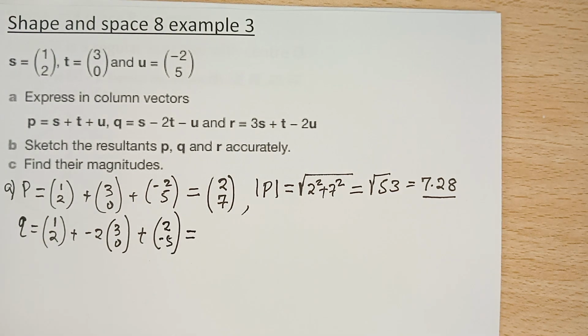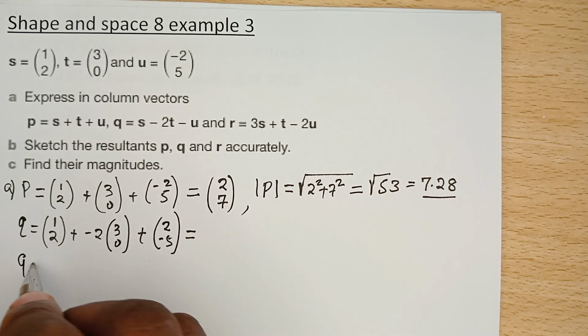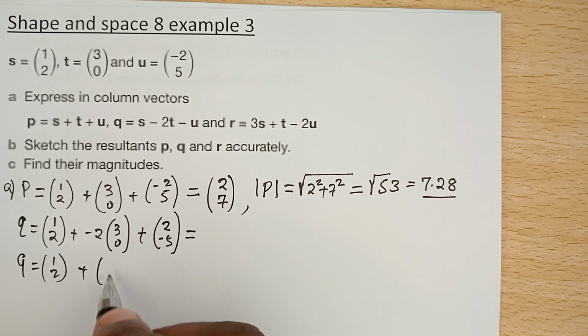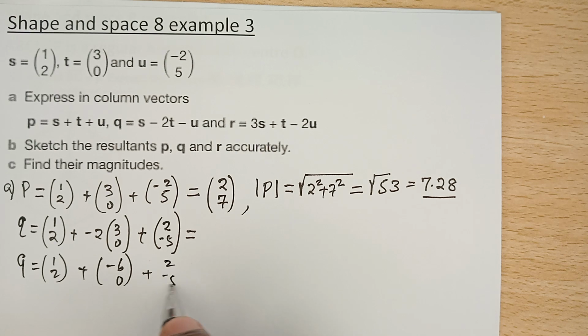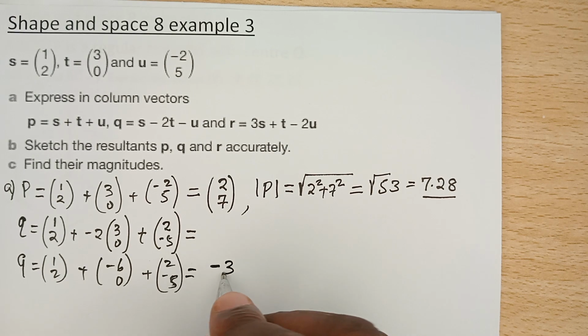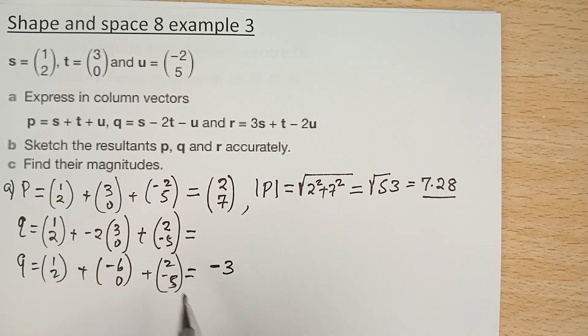Now the entire vector Q is going to be (1, 2) plus (-6, 0), as we multiply this bracket out, plus (2, -5). Let us add all of them together. 1 minus 6 is -5, plus 2 is -3, and 2 plus 0 is 2, and 2 plus -5 is another -3. And that is just like it.